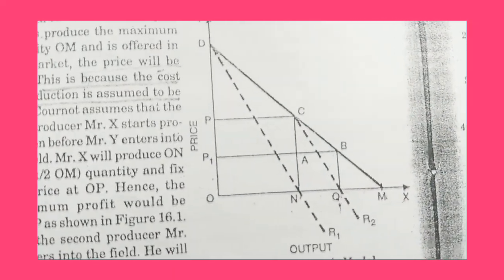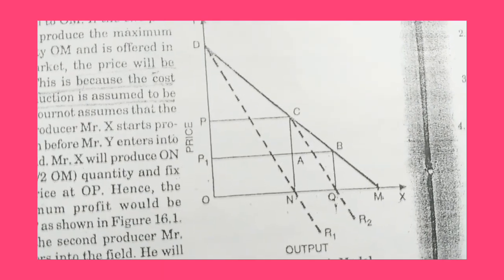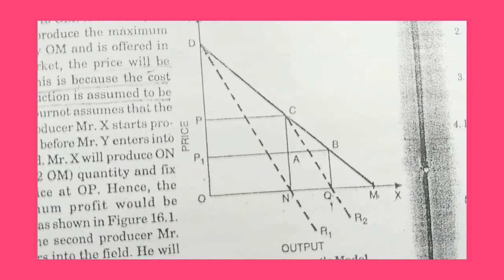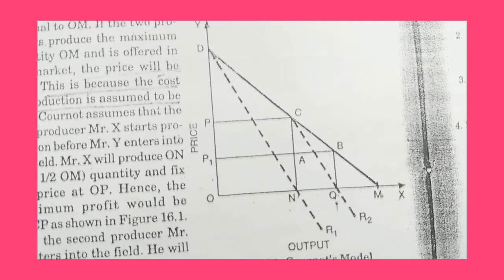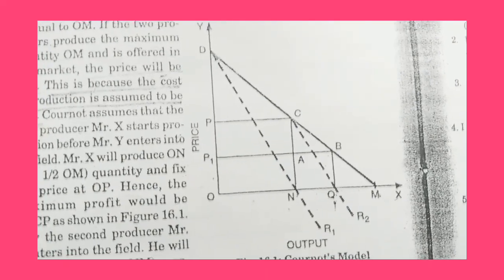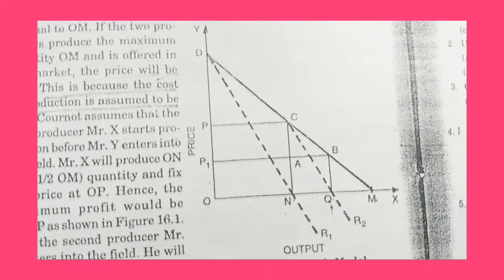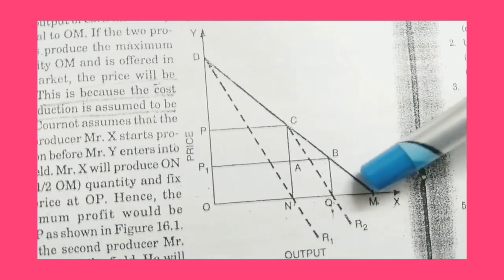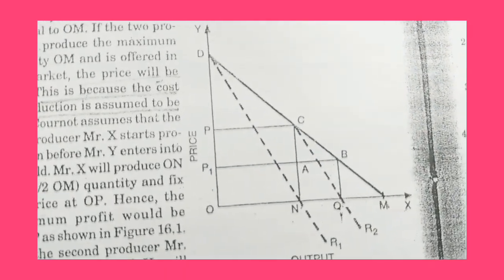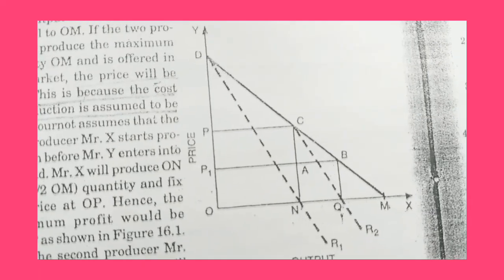If the two producers produce the maximum quantity OM and it is offered in the market, the price will be 0. This is because the cost of production is assumed to be 0. So if the two firms produce this much of the commodity, then the price of that commodity becomes 0 because the cost of production is 0.